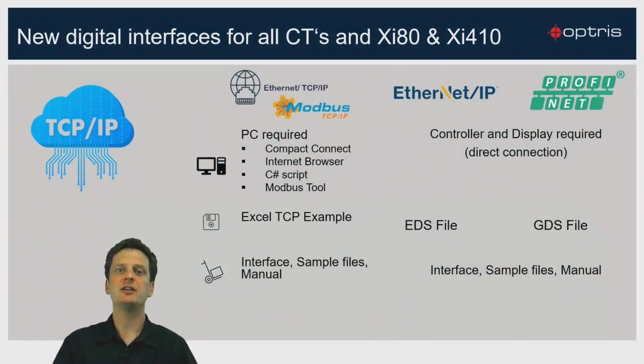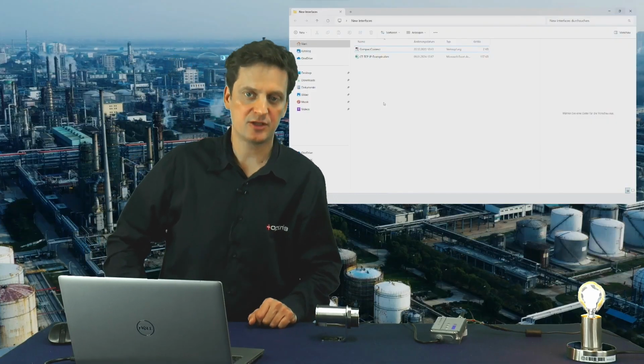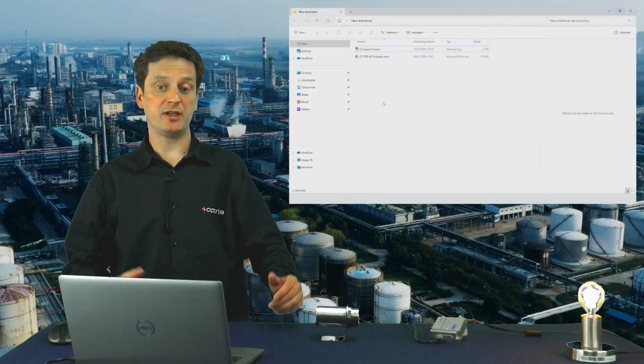Optris now provides new standard industrial interfaces for all sensors of the CT family, including the CT ratio, CS vision, and even the autonomous XI series. Now you can integrate our infrared sensors at the state of the art via Ethernet IP, Profinet, or you can use the TCP/IP protocols such as Ethernet TCP/IP or even Modbus TCP. The TCP/IP communication requires a PC connection.